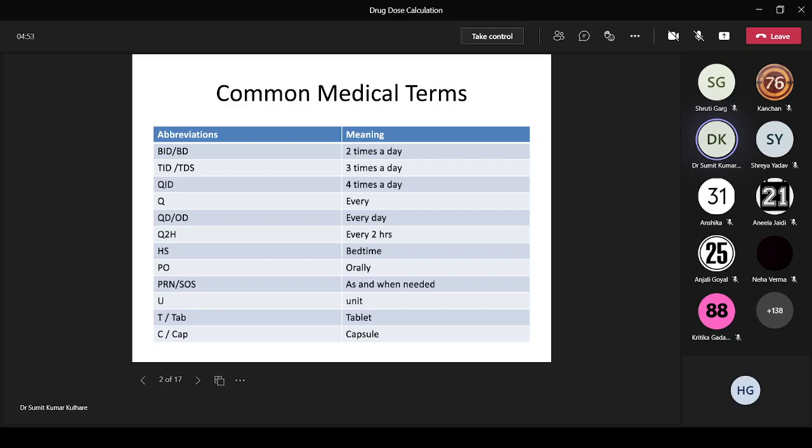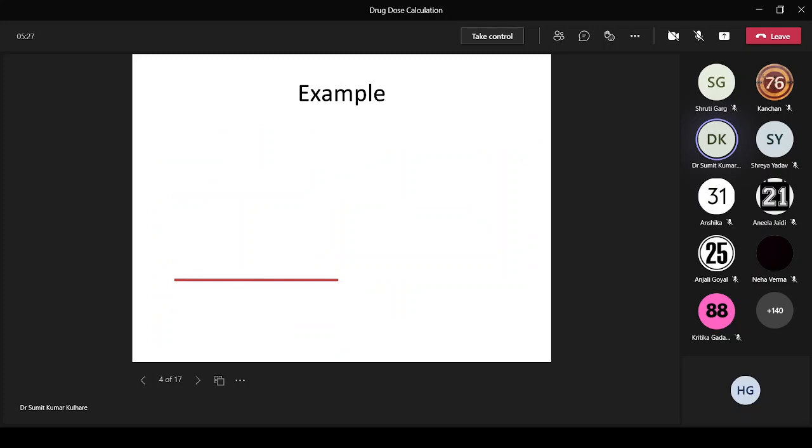I hope these are already clear to you. Tablet is written as T dot or tab, and capsule as C dot or cap. So these are the common medical terms which are used on the prescription. Again, I would like to mention that use of these abbreviations is discouraged nowadays. They should be clearly written in a language which a patient can easily understand. So let's begin with the formula.